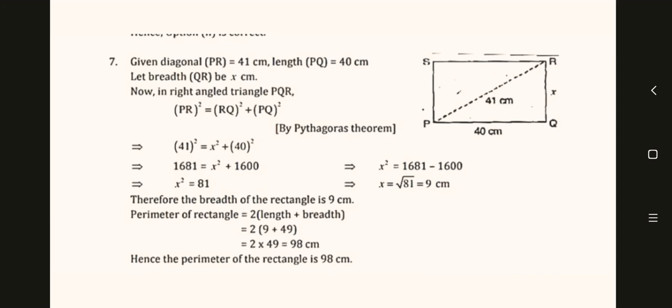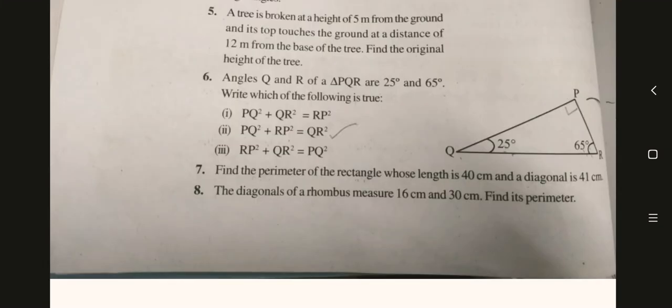So this is the method how to solve the equation. So here we will get 41 square will be equal to 40 square plus x square. We'll find x as square root of 81, that is 9 centimeters, right? After that we find the perimeter using the formula 2 into length plus breadth, and we get the answer as 98 centimeter. Now let's move to the 8th question.